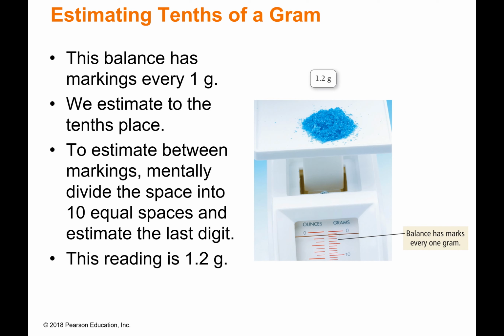If I take a look at this, I can see that it's just past the 1 mark. Sorry, that's not the most accurate line, so I'm looking at this black line. It's just past the 1 mark and not quite to the 2, so it's somewhere in between the 1 and the 2. Now I can use my eyes to estimate 1 more digit.